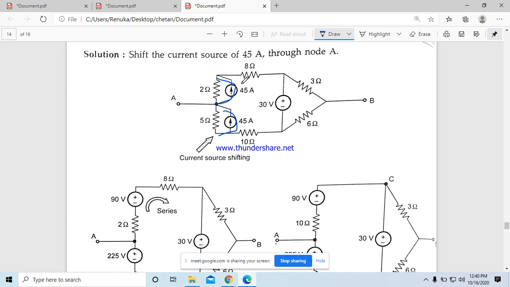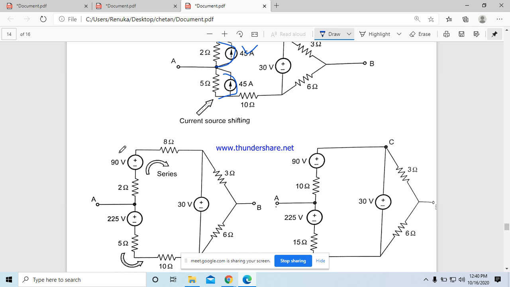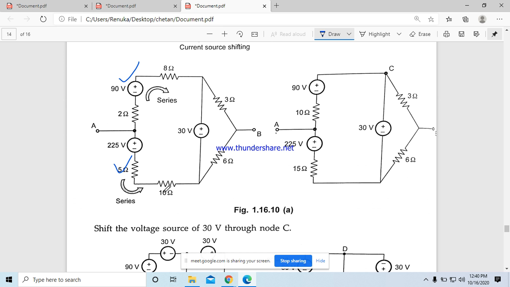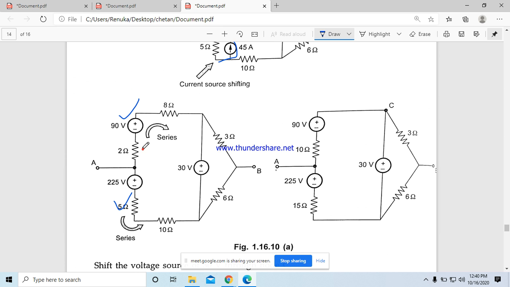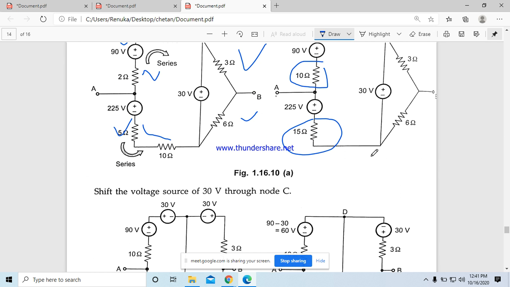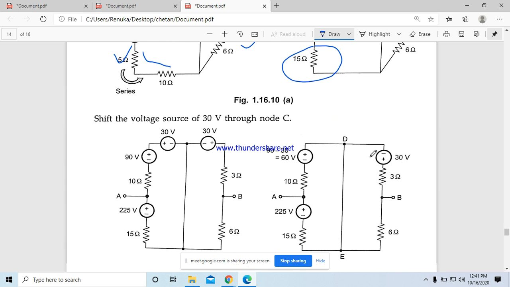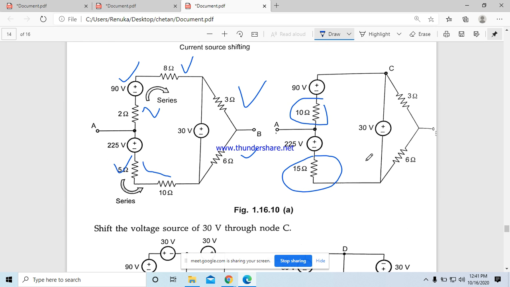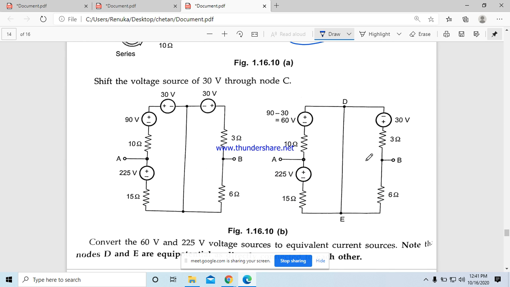Next, what you do? Convert this current source into a voltage source, and the voltage source into a current source. They have converted. Next, what you can do? This 2 ohm and 8 ohm are in series. Now add these two, and you will get 10 ohm. Here these two are in series. They have added, and they will get 15 ohm. They will get 3 ohm as well as 6 ohm. Next, you can see what procedure they have followed here. You can observe here.